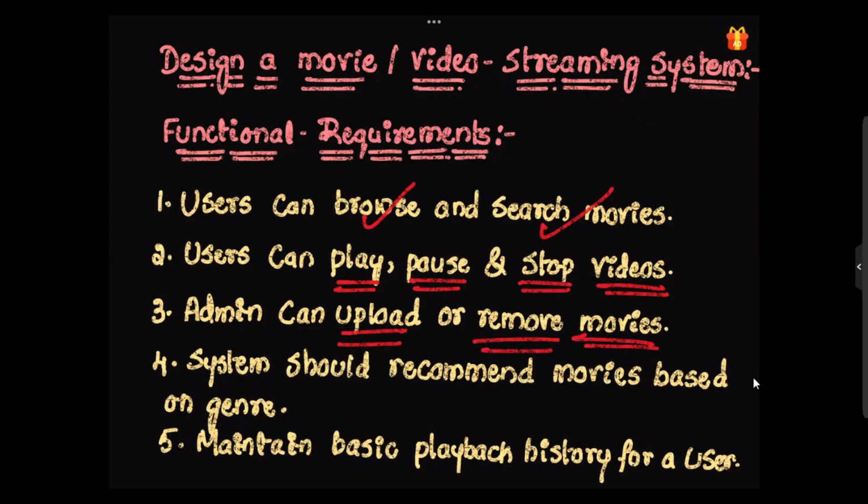The fourth requirement is that the system should recommend movies based on genre. They have strictly mentioned here that the system should recommend movies based on a specific genre. Next, maintain basic playback history for the particular user.